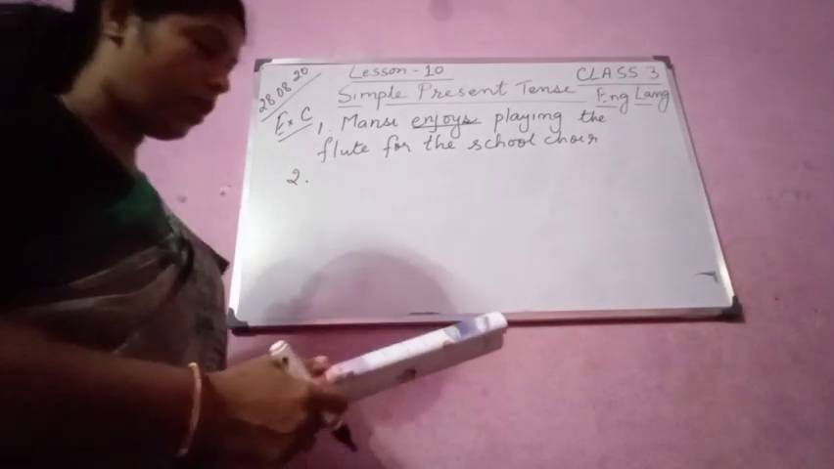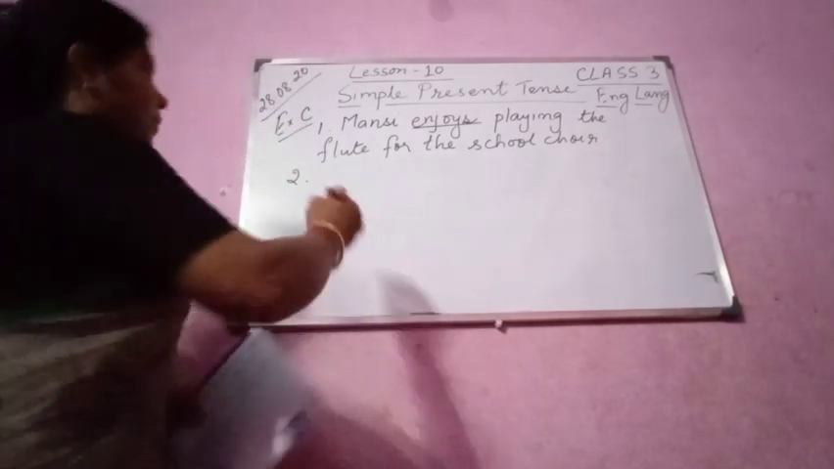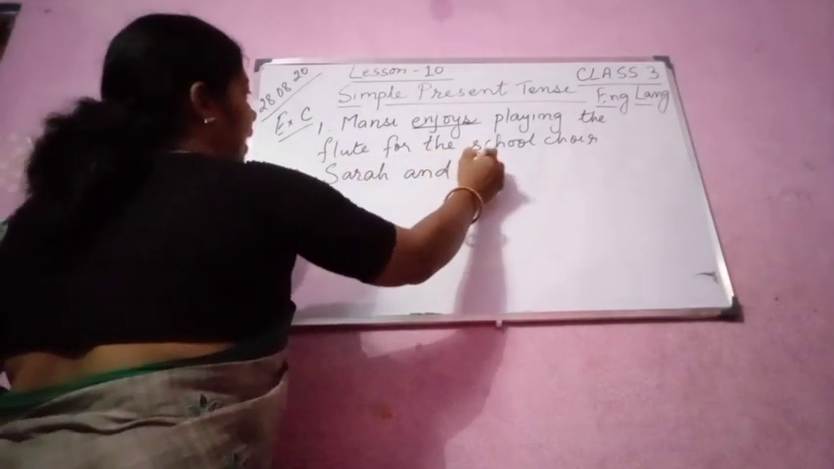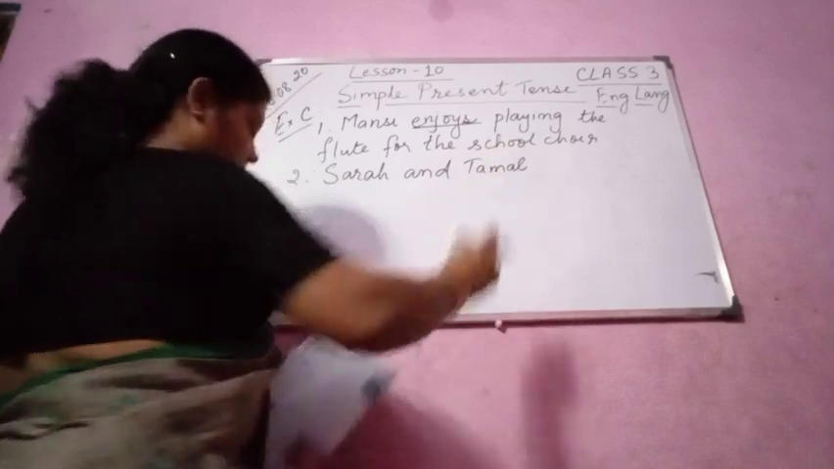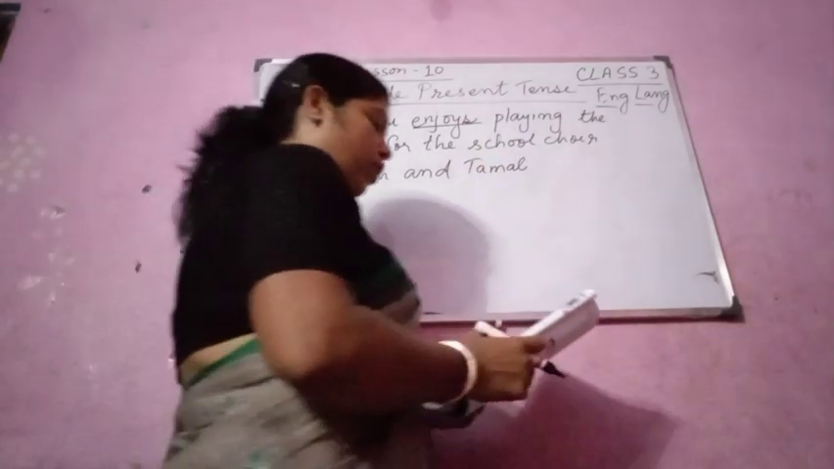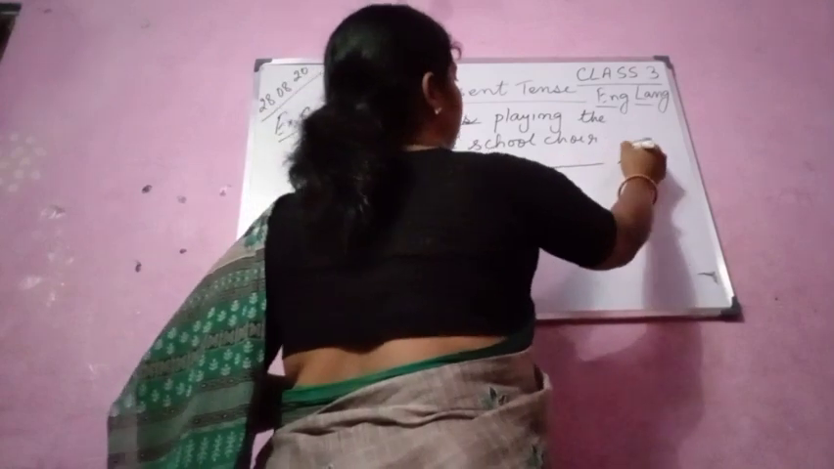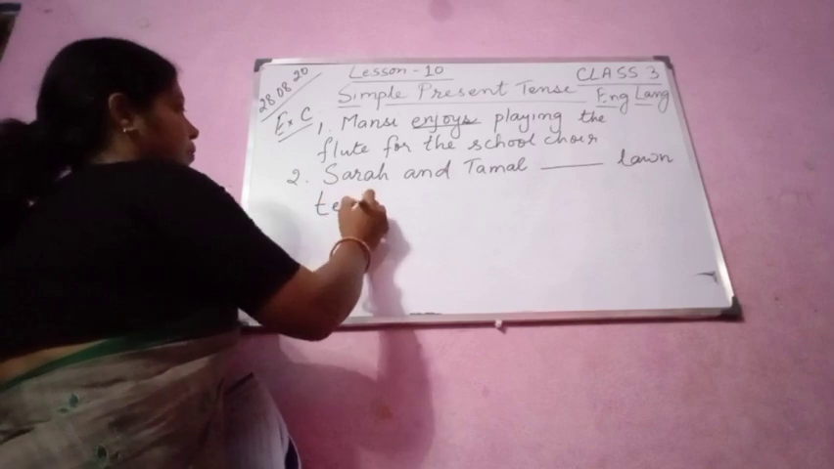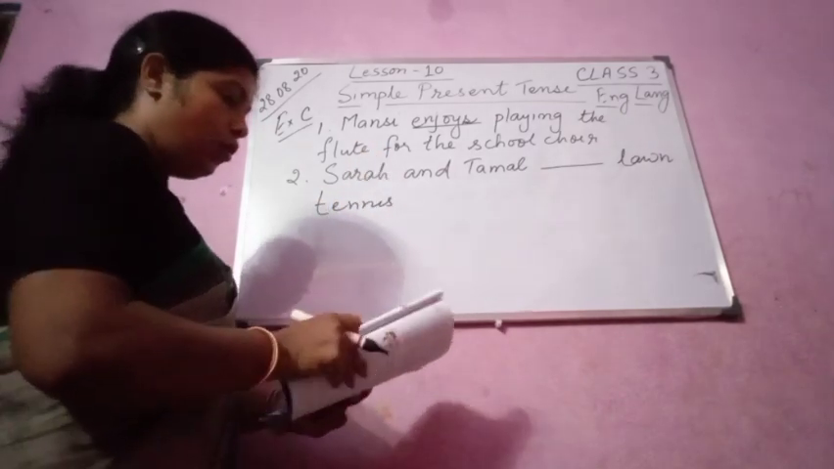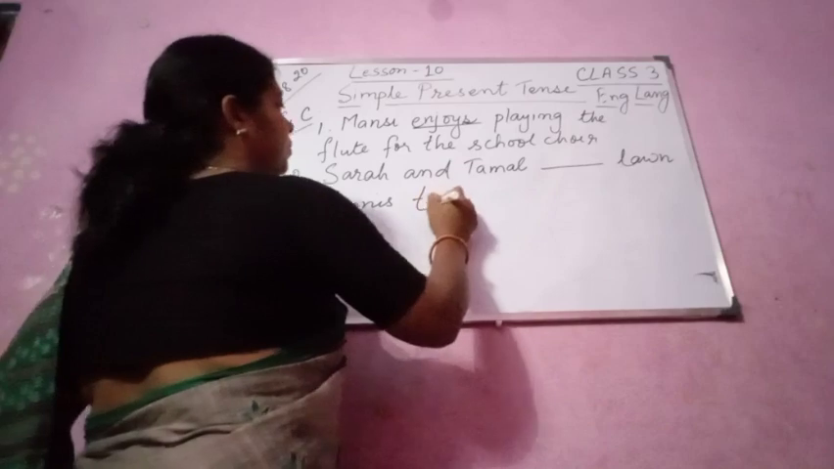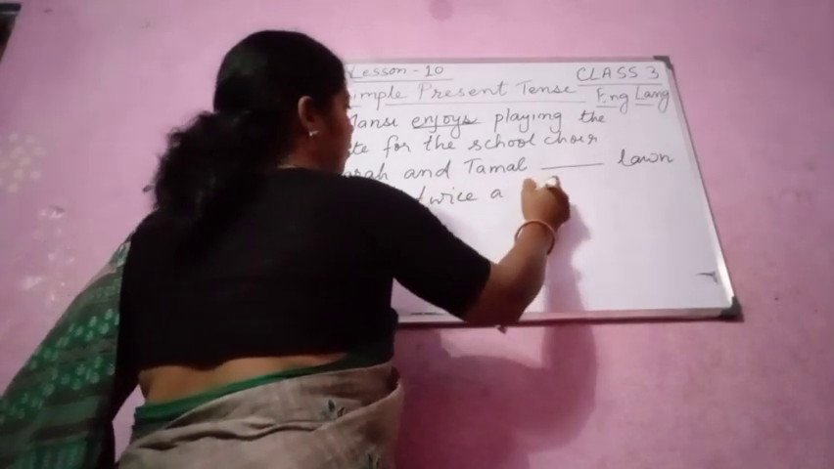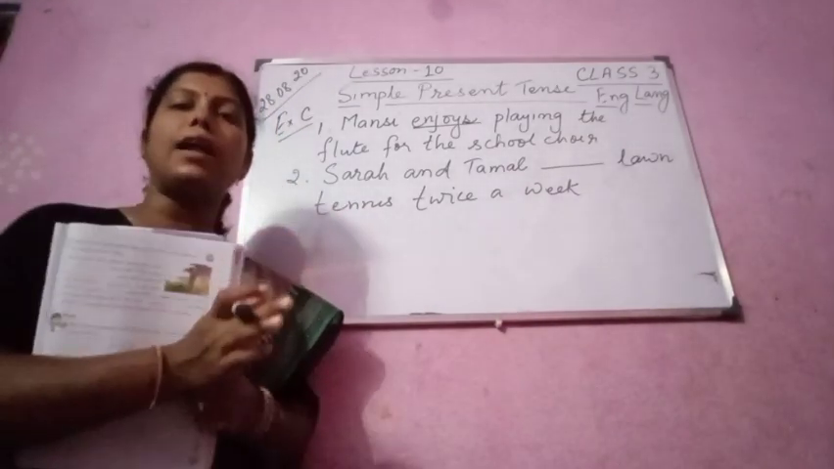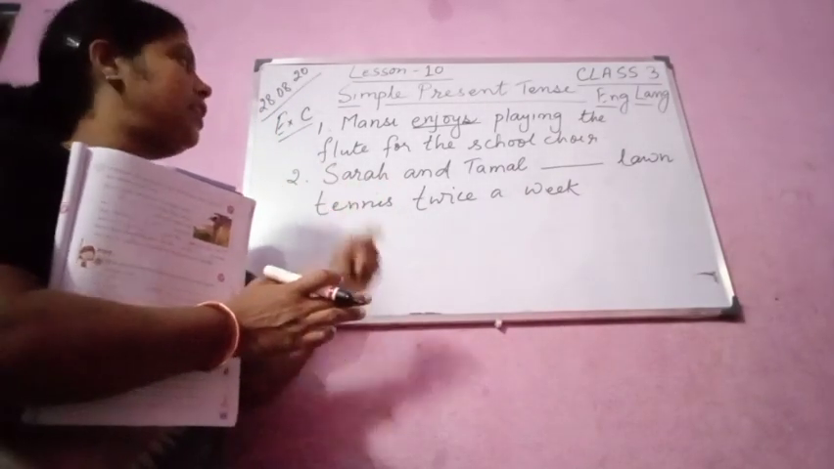Number two, Sara and Tamal dash lawn tennis twice a week. Please see the sentence, all of you, please see the sentence. Sara and Tamal dash lawn tennis twice a week.